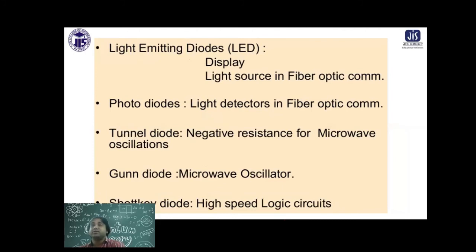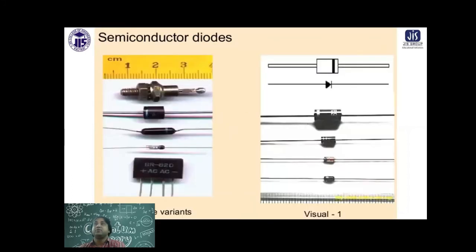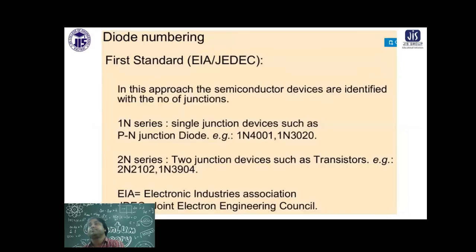A Schottky diode is a metal semiconductor junction, used for high-speed logic circuits. These are a variety of diodes. So you can see here how they look like. Okay.